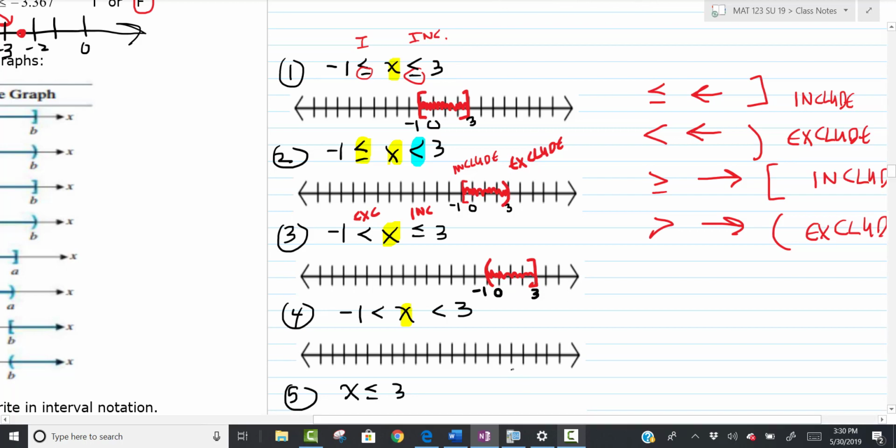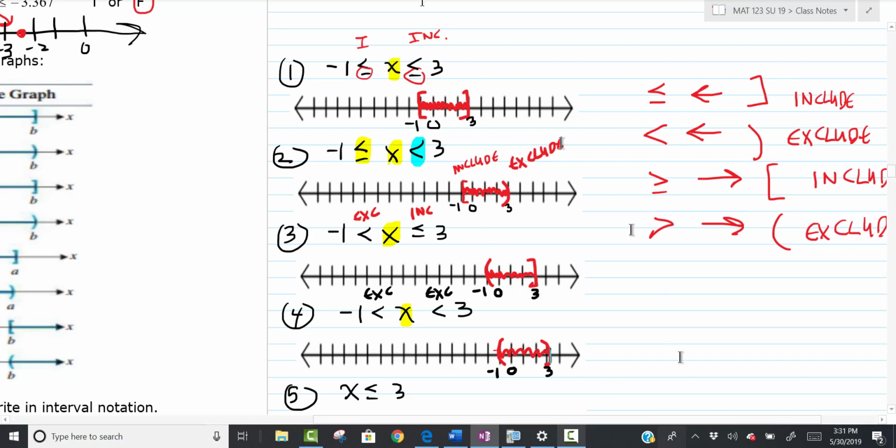Again, I'm going to locate 0 somewhere. 3, doesn't matter where you locate that. That's going to be excluding both of those. So they both get excluded from the solution. So your graph would go parenthesis on -1, parenthesis on 3, and then shade in the middle. So those are actually all the possibilities there are.